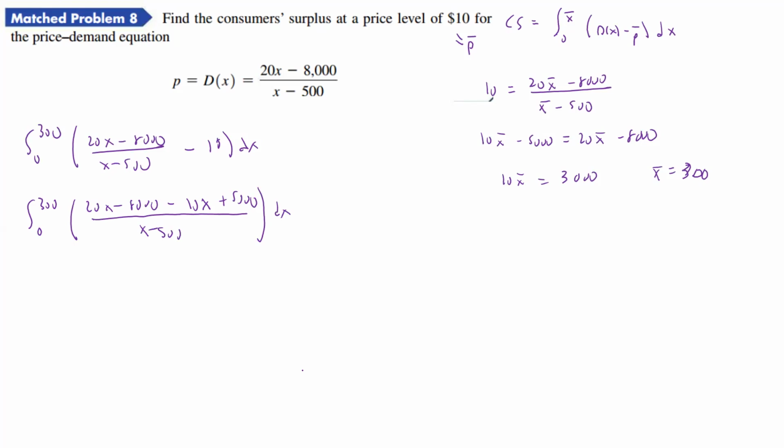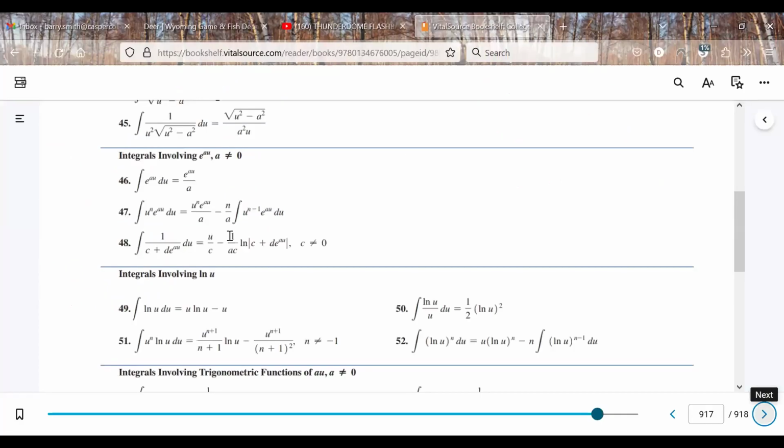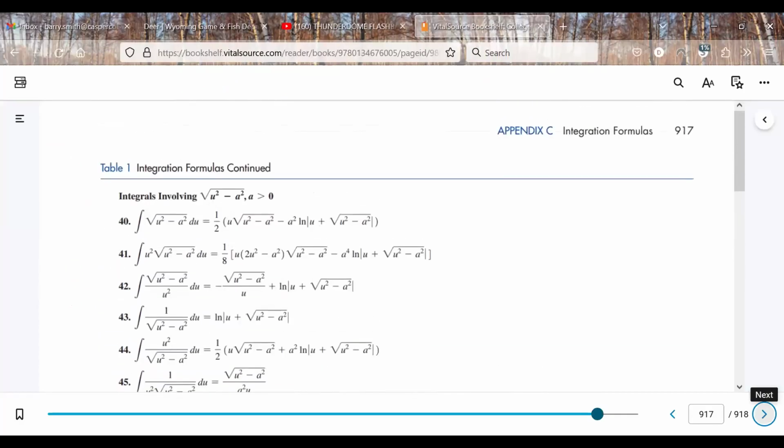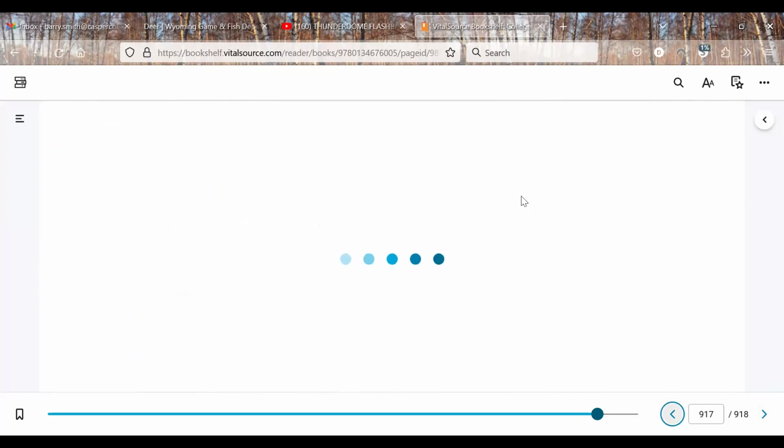Now we can simplify this. So we have, again, the integral from 0 to 300 of, well, 20x minus 10x is 10x, and minus 8,000 plus 5,000 is minus 3,000, all over x minus 500 dx. Now we have to figure out which function in our table is going to look like that. It's basically one where you have a numerator and denominator and you have something minus something. So probably a page before that, maybe.